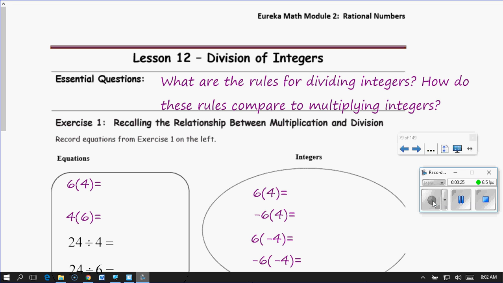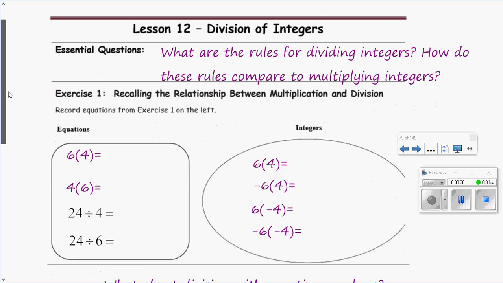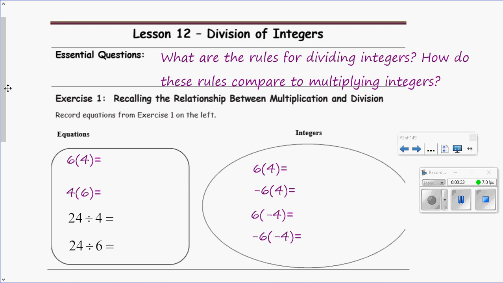Exercise 1 says recalling the relationship between multiplication and division. So go ahead and record these equations on the left: 6 times 4, 4 times 6, 24 divided by 4, and 24 divided by 6. Okay, those are all positive numbers. They're all going to have positive answers. These are your basic multiplication facts from the past. And those are simply the answers. So we can think of those as the absolute value answers, just doing 24 divided by 4 and 24 divided by 6, and then multiplying 4 and 6.